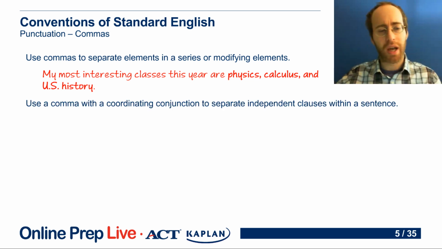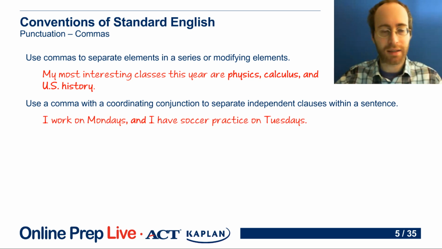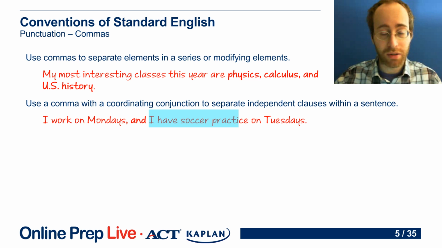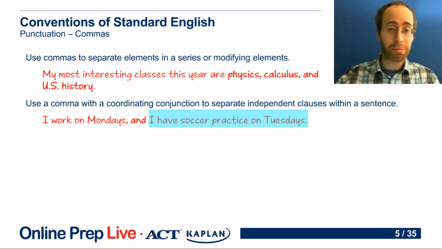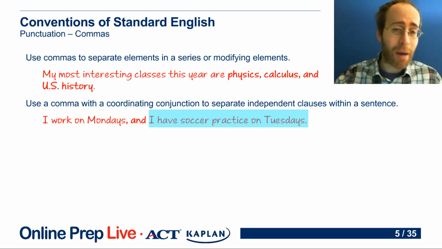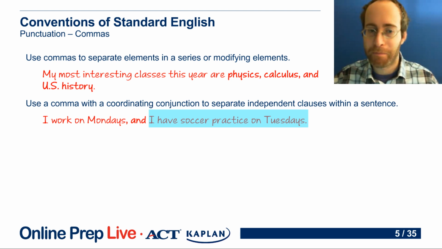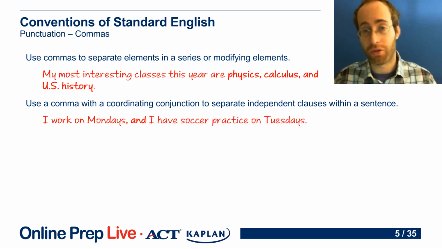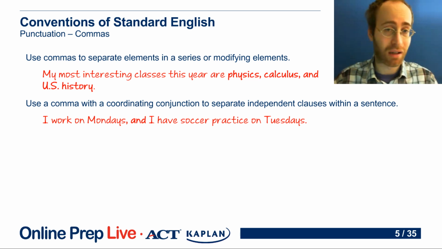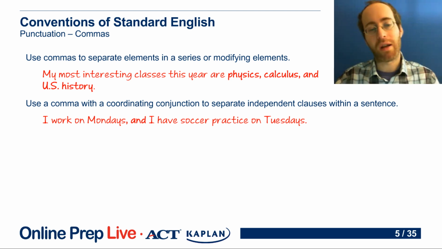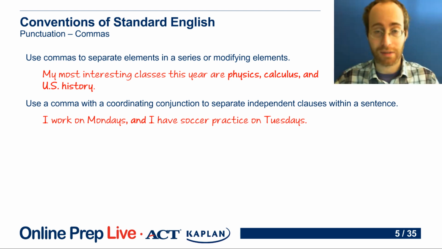The other thing that commas do is they use a conjunction to connect 2 complete sentences. If you check out this example, I work on Mondays, that is a complete sentence. And I have soccer practice on Tuesdays. That is also a complete sentence. We got 2 complete sentences here, so we can connect them with a comma and a conjunction like and or but or yet or something along those lines. Commas are not strong enough to hold 2 complete sentences together by themselves. So if you do that, that is called a comma splice, and that is one of the mistakes you might have to fix sometimes on ACT test questions. But as long as you've got a conjunction to go with the comma, you can hold 2 sentences together.